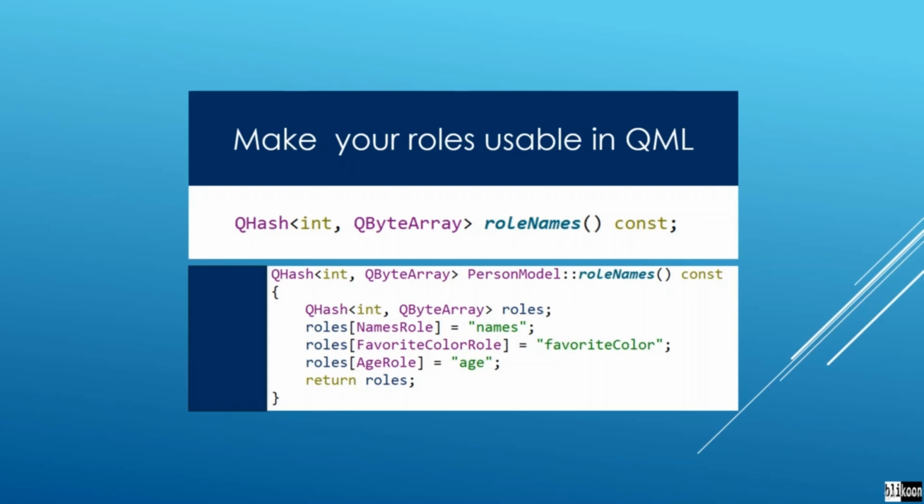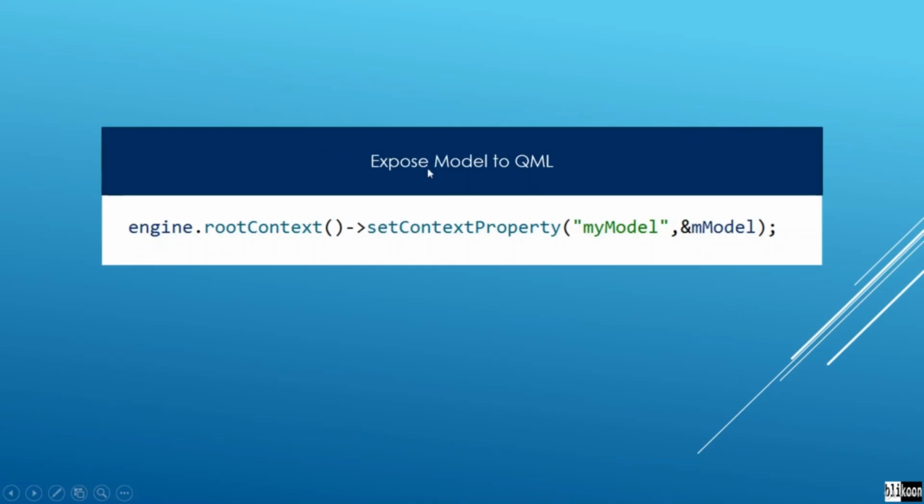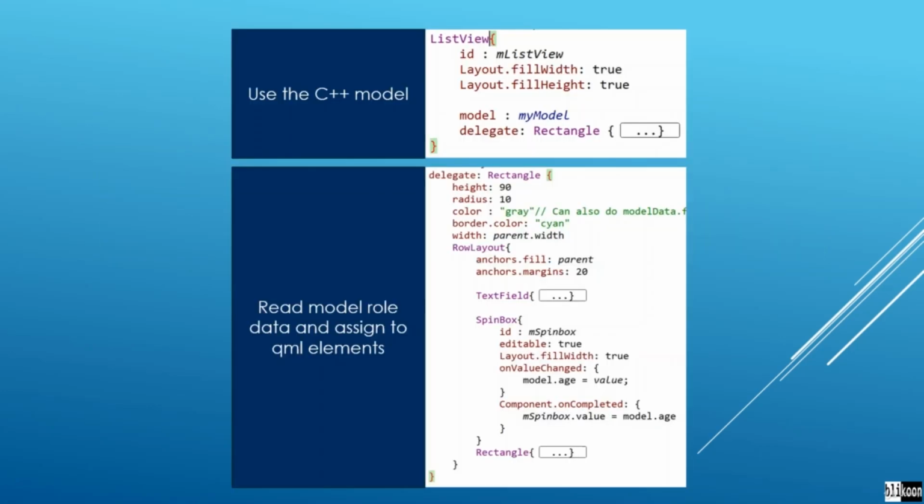Okay, these are the basic things you need to be careful about for your model to work as it should. Once you have your model, you need to expose it to Qt Quick. We are going to use context properties for now. It is going to be available as my model, and we are going to create an object of it and expose it right here. In Qt Quick, there really is nothing special. We are just going to say my model, and the model is going to be tied to the list view.